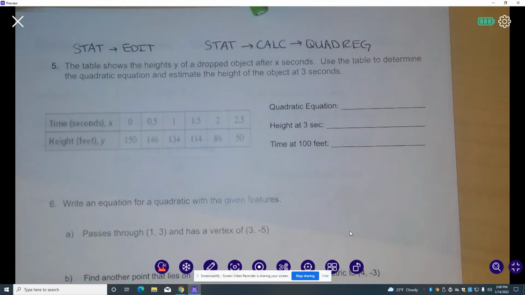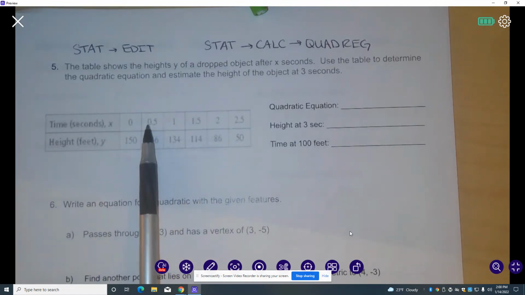This video will cover question 5 and 6 on the final exam review for chapter 2. And number 5 says the table shows the heights y of a dropped object after x seconds. Use the table to determine the quadratic equation and estimate the height of the object at 3 seconds.